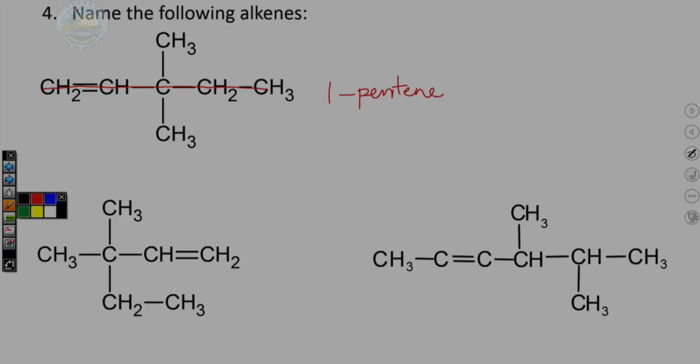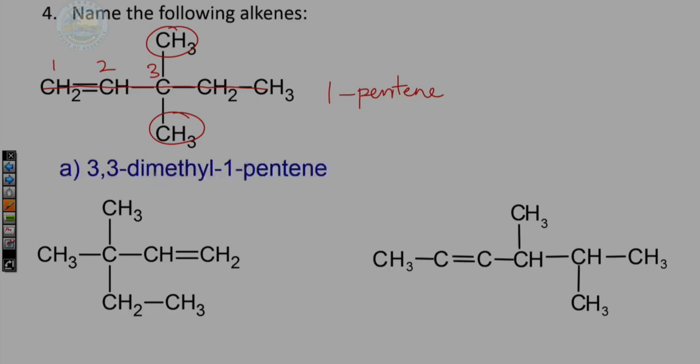That's my longest chain. And then you have your branches. You have a methyl here and a methyl. That's dimethyl. And they're all on which carbon? 1, 2, 3. The third carbon. So it's going to be 3, 3. And since the methyl groups are the same, it's going to be dimethyl. All right? So I tell you this name is going to be 3, 3 dimethyl 1-pentene. Am I correct? See? 3, 3 dimethyl 1-pentene.